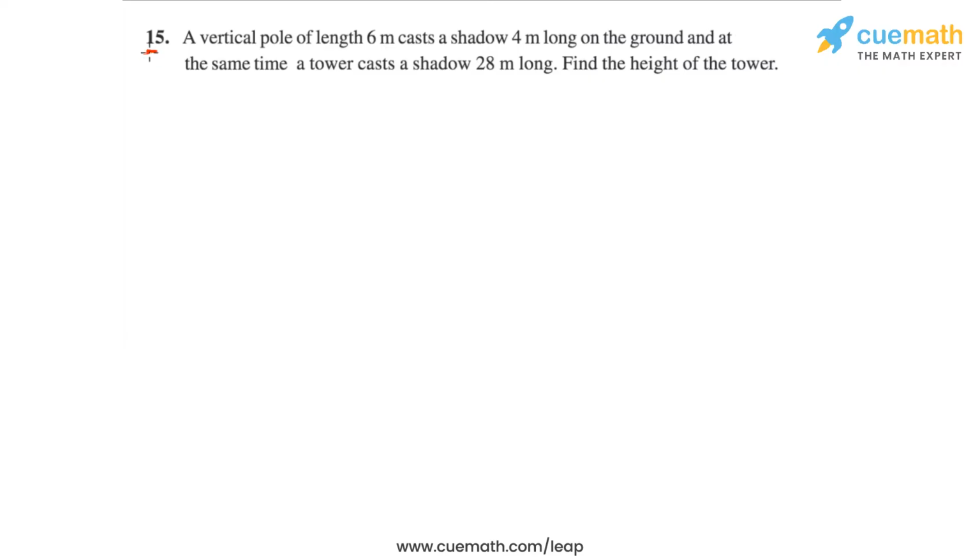Question 15 of this exercise says a vertical pole of length 6 meters casts a shadow 4 meters long on the ground, and at the same time a tower casts a shadow 28 meters long. Find the height of the tower. So to understand this question better, let's first draw a figure representing all the given information.